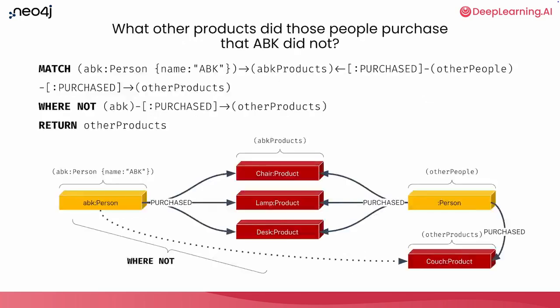If we go back for a moment here and just look at that query at the top, you can read that out loud and make sense of it. Match ABK, who's a person whose name is ABK, that bought some products that some other people have bought. They've bought some other products where ABK has not purchased those other products.